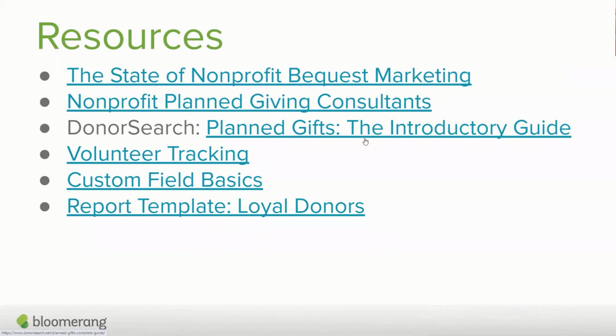We also have other resources here. We talked about volunteer tracking. If you are or aren't tracking volunteers yet in your database, we have a whole separate class on that you can take a look at. We used a lot of custom fields today, so you can take a look at that. And we started with the report template for loyal donors today. This is a report template that's already in your database. Anyone can use this already. It already has the loyal donors, so these would be consecutive giving over the last 5 years, and you can add or subtract filters as needed.